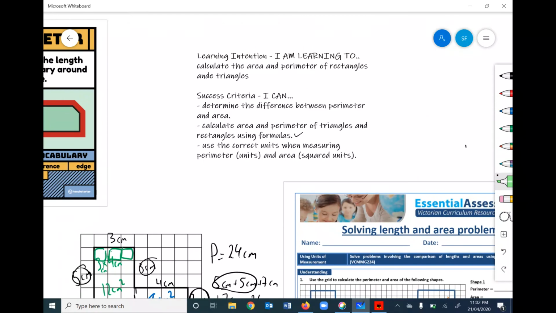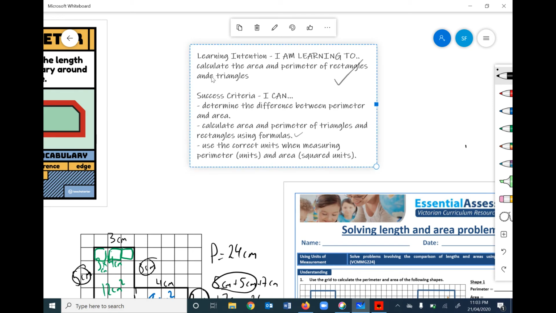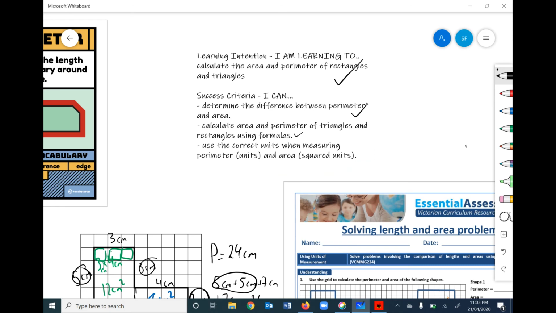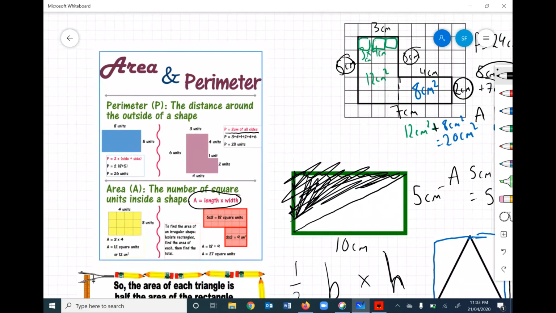Let's go back over this here. Our learning intention is: I'm learning to calculate the area and perimeter of rectangles and triangles. Oh, looks like I've got a little extra E in here. I might have to get rid of that. Apologies about that one. Our criteria is that we're going to determine the difference between perimeter and area. We had a little bit of a look at that in a previous video.